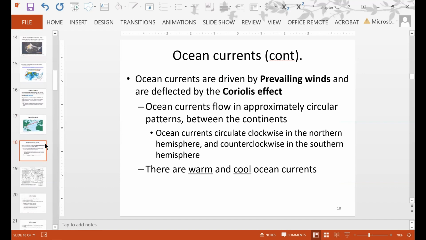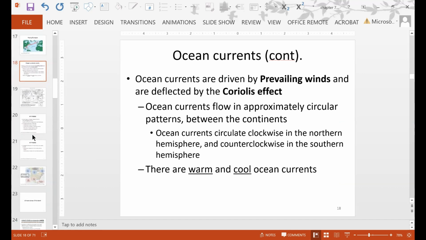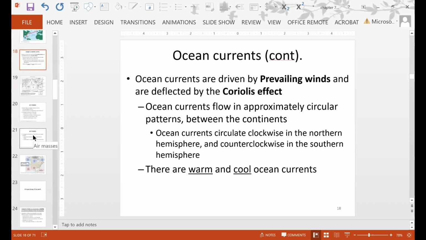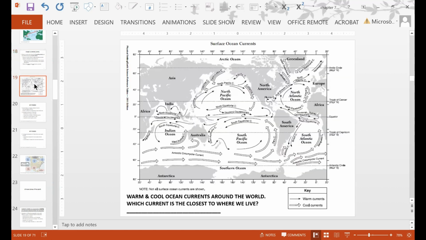Again, ocean currents are driven by prevailing winds, and they're also deflected by the Coriolis effect. So we end up getting circular patterns of ocean currents that flow between continents. Ocean currents circulate clockwise in the northern hemisphere and counterclockwise in the southern hemisphere. And you have warm ocean currents and cool ocean currents. And this diagram shows you warm currents are the black solid arrow, and cool currents are the white arrow.